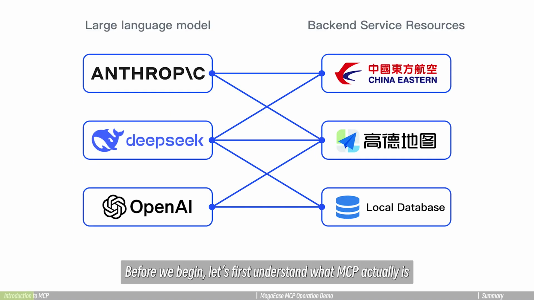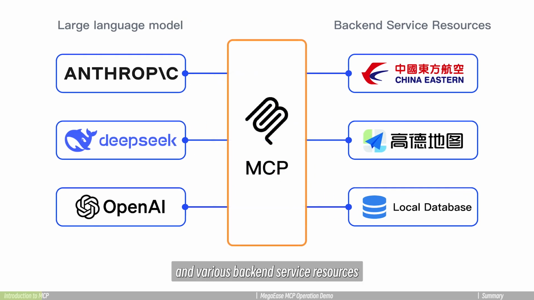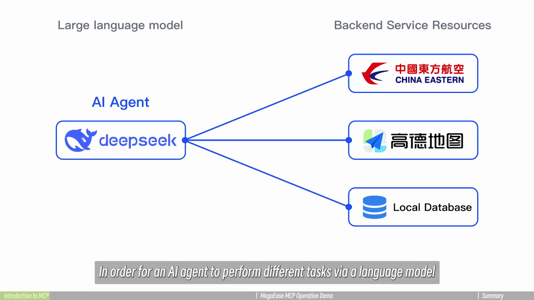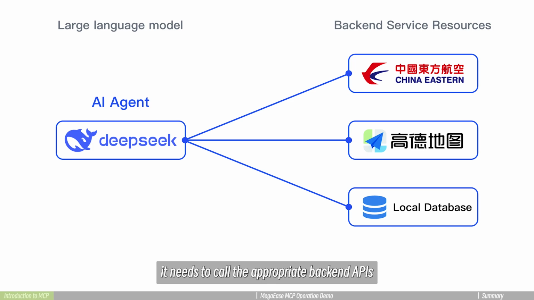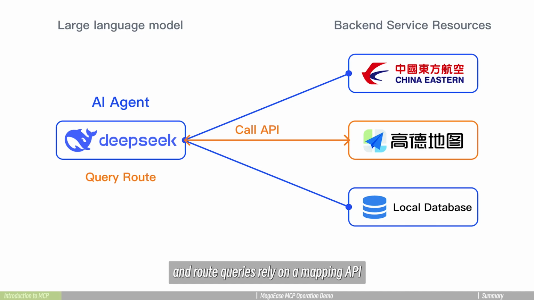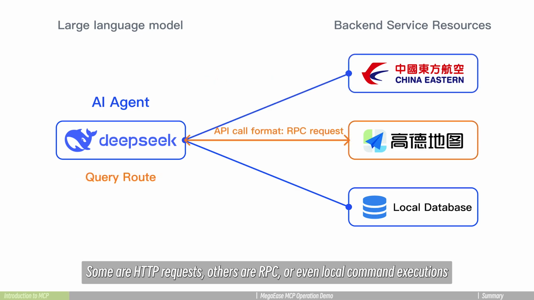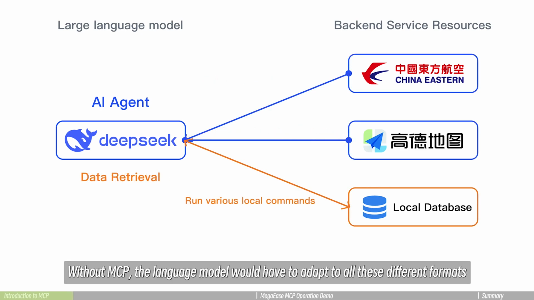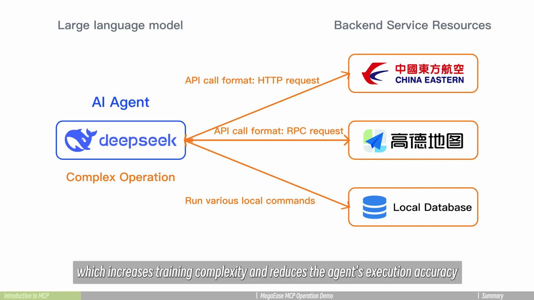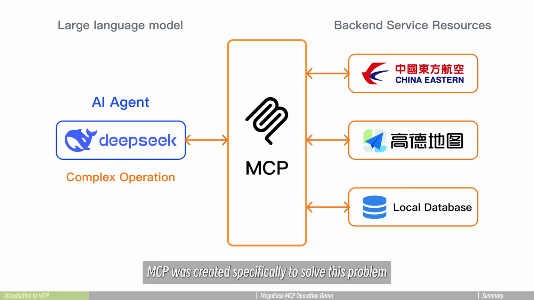Before we begin, let's first understand what MCP actually is. MCP acts as a bridge between large language models and various backend service resources. In order for an AI agent to perform different tasks via a language model, it needs to call the appropriate backend APIs. For example, booking a flight requires the airline's API, and route queries rely on a mapping API. These APIs come in various formats. Some are HTTP requests, others are RPC, or even local command executions. Without MCP, the language model would have to adapt to all these different formats, which increases training complexity and reduces the agent's execution accuracy. MCP was created specifically to solve this problem.